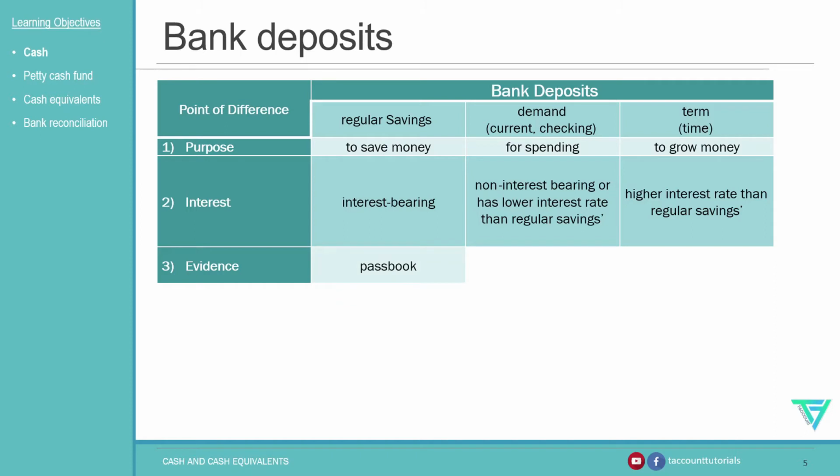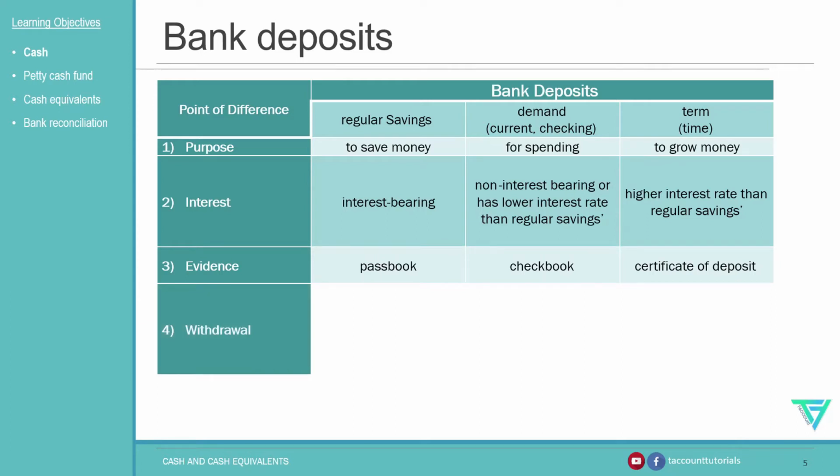The third point of difference is as to evidence. Where can you see the balance of the deposit account? For regular savings, based on passbook. For demand deposit, based on checkbook. And for time deposit, based on certificate of deposit.